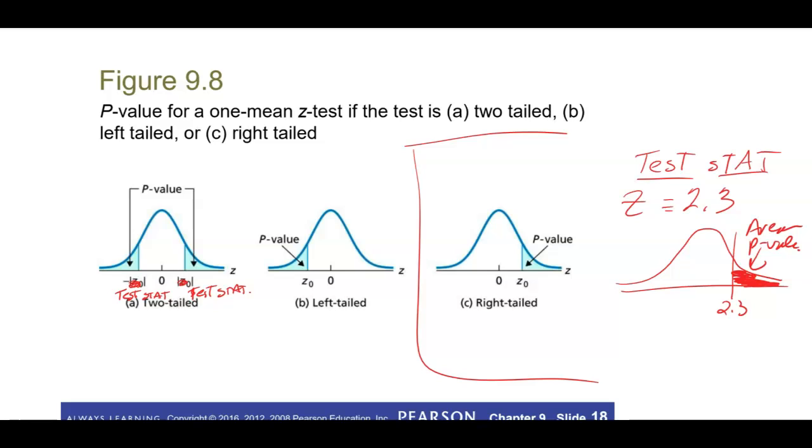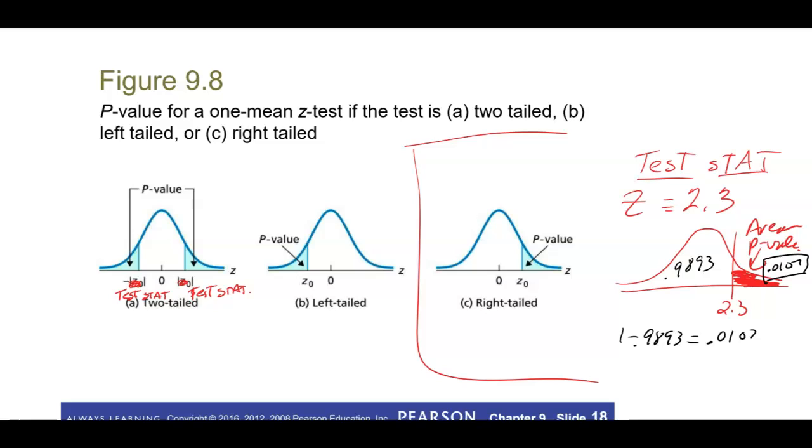What I want you to do is go to your classic z table, look down the z, find 2.3 on your z table, and when you find 2.3 on your z table, it gives you an area of 0.9893. But that is the area to the left, 0.9893. So you are going to have to subtract that from 1 to get the area on the other side. So 1 minus 0.9893 equals 0.0107. This side is 0.0107. That is your p-value.